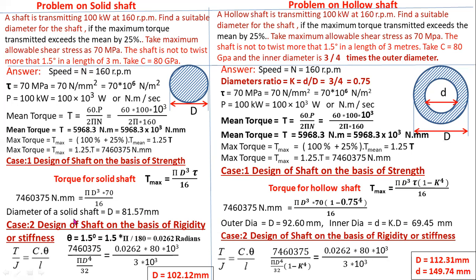From these two problems you have to observe the main difference between hollow and solid shafts. Here in the solid shaft, this is the formula for the solid shaft, this is the formula for the hollow shaft. Pi d power 4 by 32 is the formula for the polar moment of inertia for a solid shaft. Pi d power 4 by 32 into 1 minus k power 4 is the formula for the polar moment of inertia of a hollow shaft. Only these two formulas are different for solid and hollow shaft. The remaining procedure is the same.